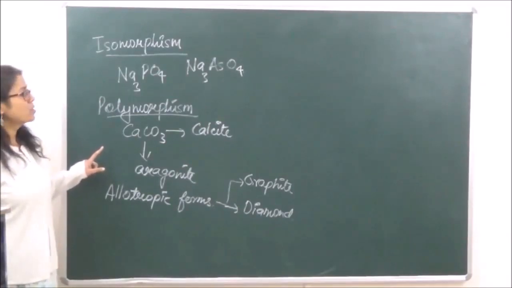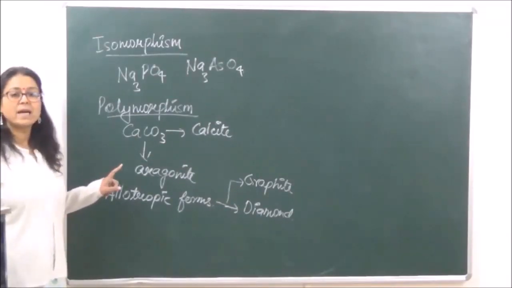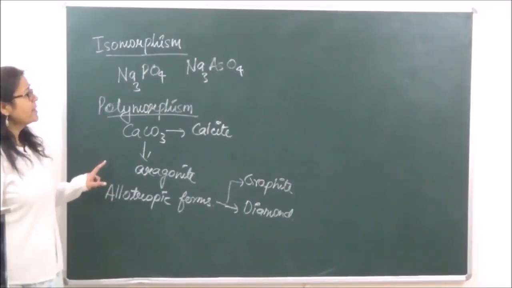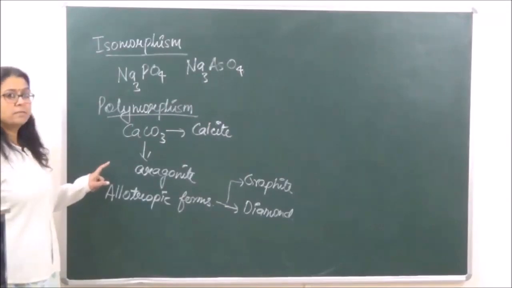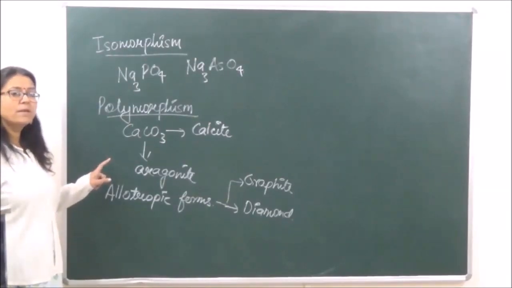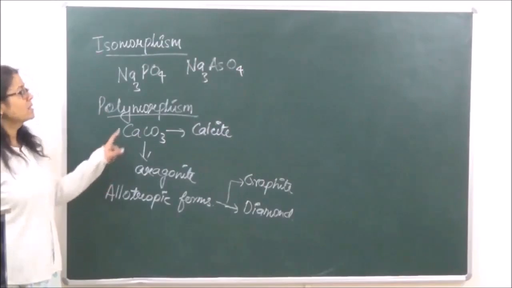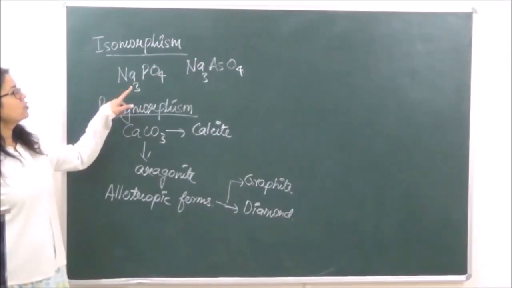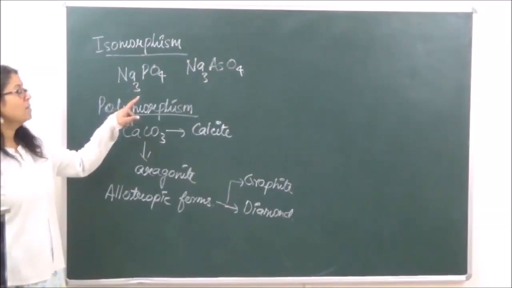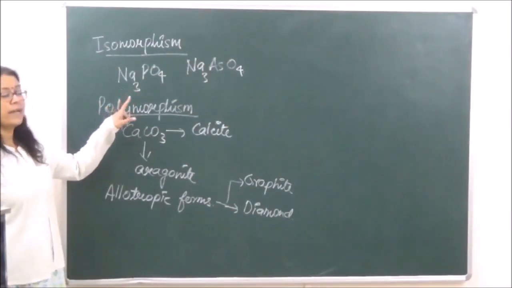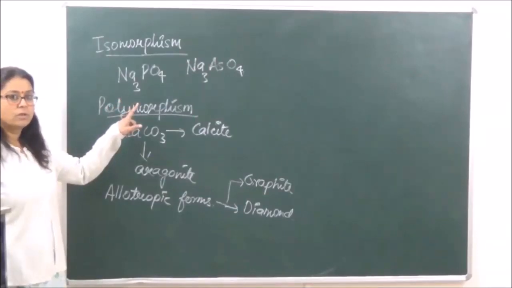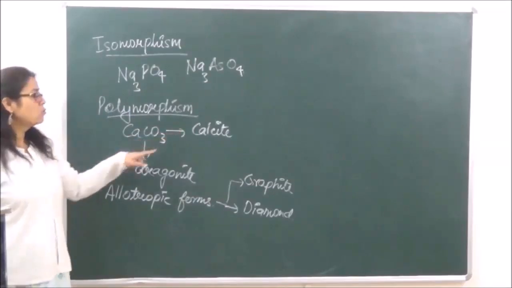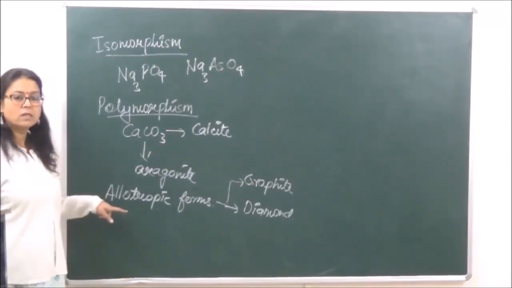By chance, if a question comes up: which of the following pairs are isomorphous with each other? The hint is that in isomorphism the chemical combination of elements is the same, and they also share the same structure. Whereas in polymorphism, the same crystal has two different crystalline forms.